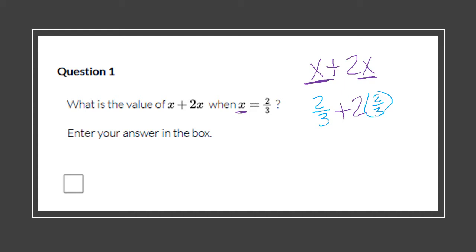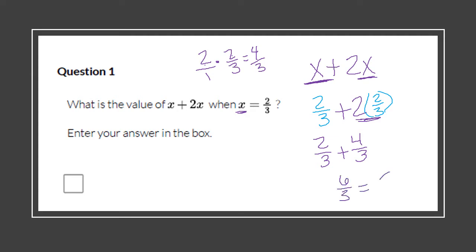So now I'm just going to solve, just like normal. The first thing I have to do is multiply. So I've got 2/3 plus 2 times 2/3. Remember, when you're multiplying a whole number times a fraction, that whole number is always over 1. So when I multiply across, I get 2 times 2 is 4, and 3 times 1 is 3. So when I add those together, I do get 6/3, and I can simplify that to 2.